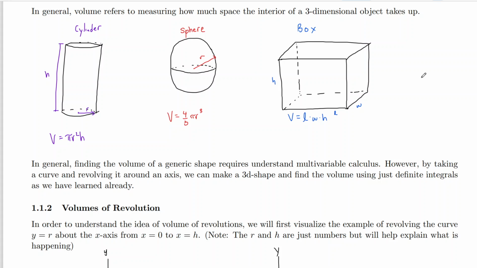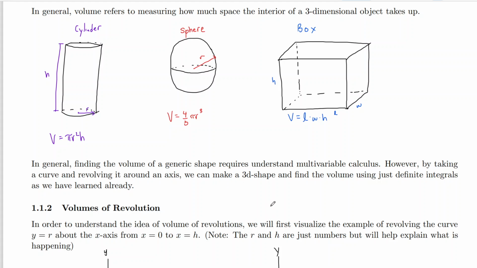These are special because we know formulas for them and they can be derived without calculus. If you have a very generic type of shape, then in general, you need multivariable calculus. And typically, if you're thinking about that in terms of a specific class, that is calculus 3. However, if we take something like y equals f of x and revolve it around an axis, or in general a line, you can actually make a three-dimensional shape and find the volume using just definite integrals.